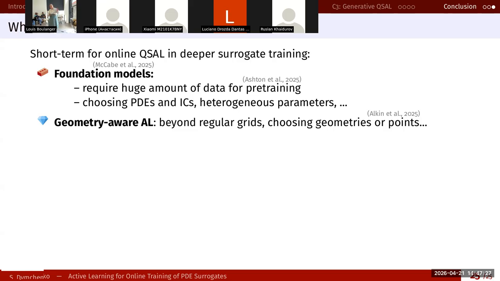And so active learning can help to choose the types of geometries, or specific configurations of the geometries with some parameters, or even the points in the geometry space.